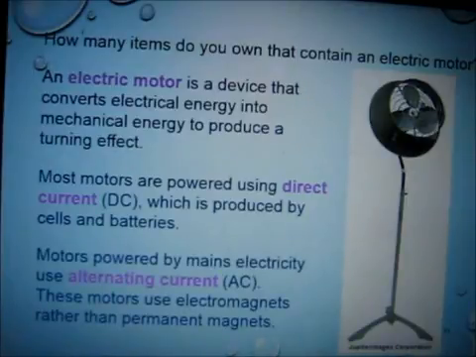Motors powered by mains electricity are called alternating current motors. You will learn about AC motors in the further semesters. These motors use electromagnets rather than permanent magnets. In a DC motor, we use permanent magnets, but in AC motors, we use electromagnets.